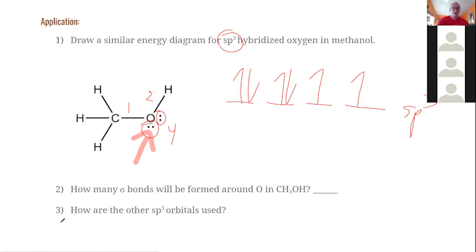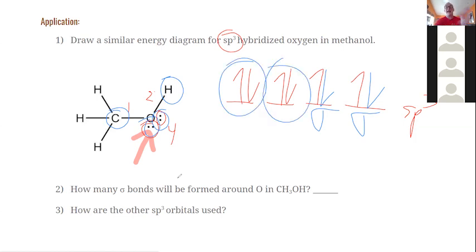Well, here are the two orbitals that you put the sigma bonds in. So I've got a hydrogen here, so that's where that electron goes. And I've got a carbon sp3 electron that goes there. And so now I've got 1, 2 sigma bonds and 1, 2 lone pairs. And those two lone pairs have the same energy now.